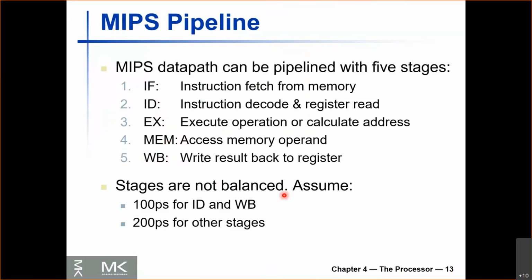and it turns out that in hardware, these stages are not really well balanced. So in our laundry example, we made a simplifying assumption that stages are balanced; they all take the same amount of time. But it turns out that in hardware, the stages are not actually balanced in this MIPS pipeline. So what we will do is we will assume that the ID and the write back stage, so these are the 2 stages that read and write from the register file, we'll assume that these take 100 picoseconds. And for the other stages, so the instruction fetch, the execute, and the memory, we'll assume that these take 200 picoseconds. Okay?